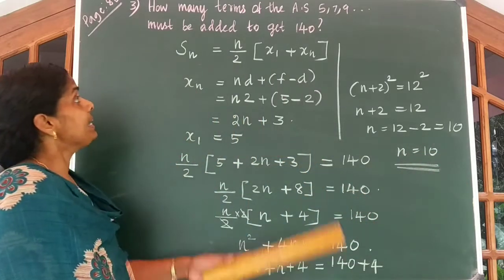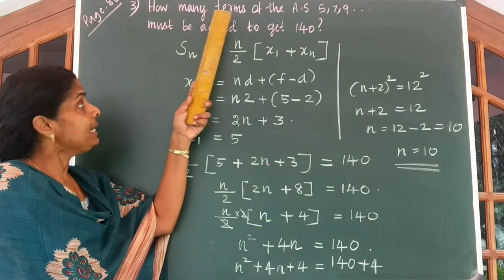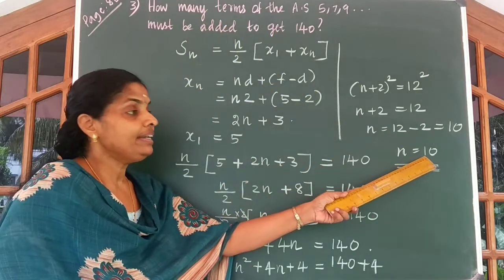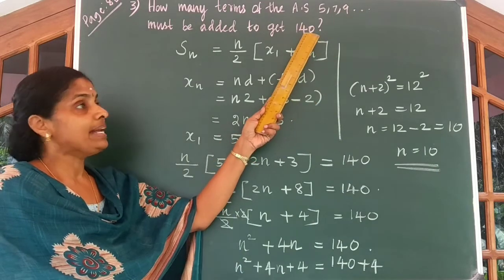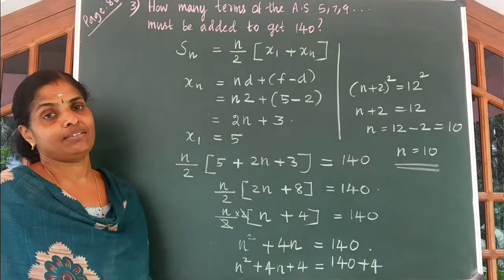So what did you understand here, children? How many terms are added? 10 terms of this arithmetic sequence should be added so as to get 140.